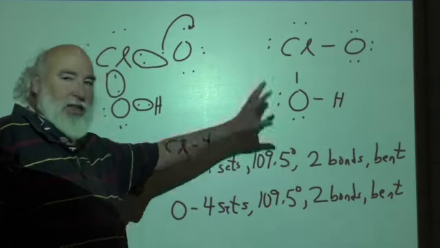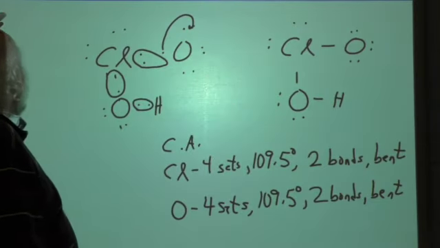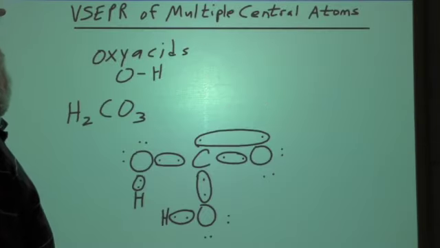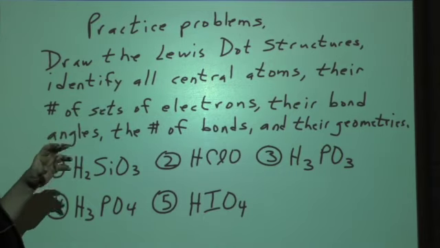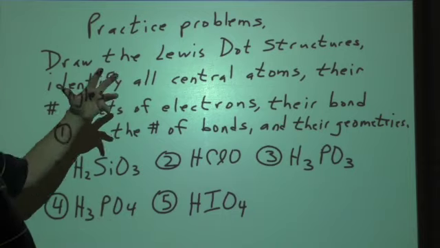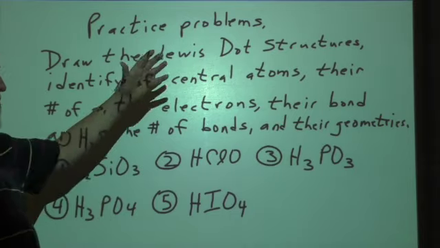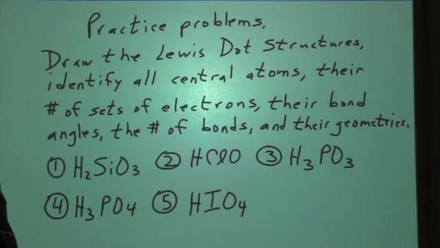So, that's how you do multiple central atom problems. Your assignment, or your practice problems: draw the Lewis dot structure, identify all central atoms like I did, the number of sets of electrons, their bond angles, the number of bonds, and their geometries. These 5 compounds. Have fun!